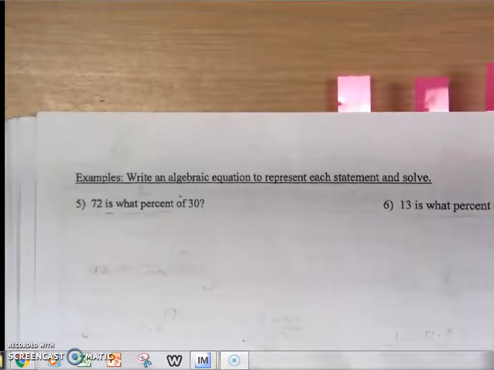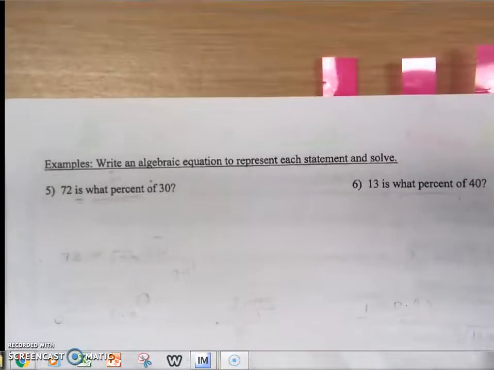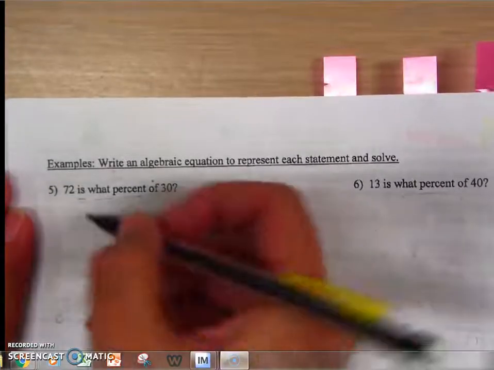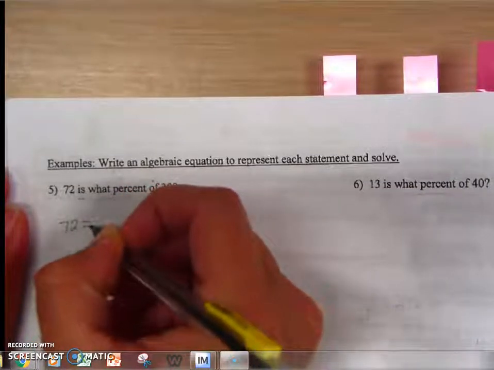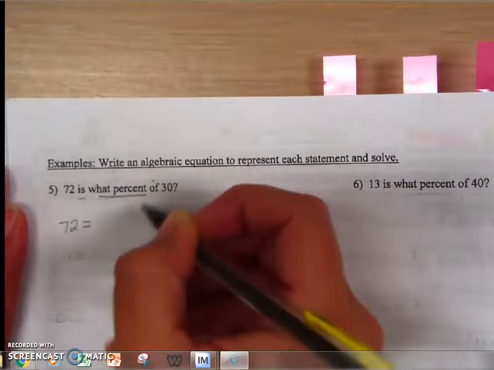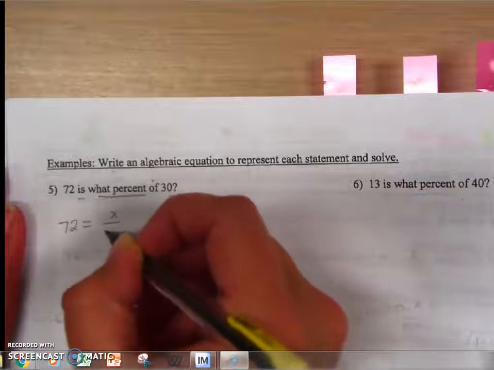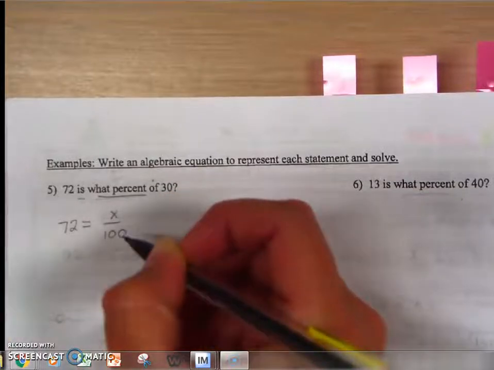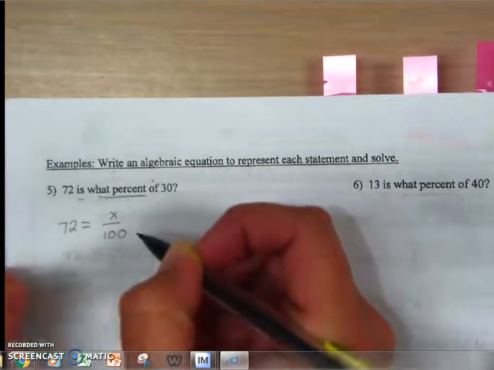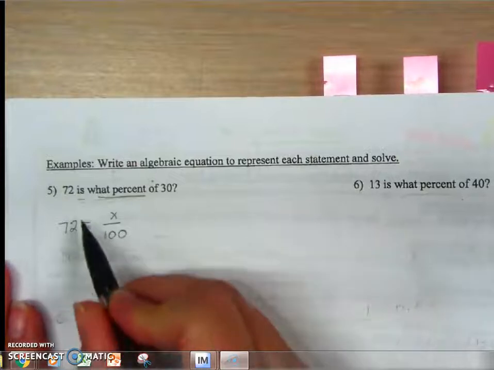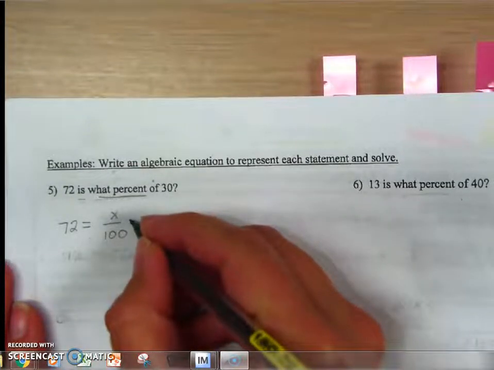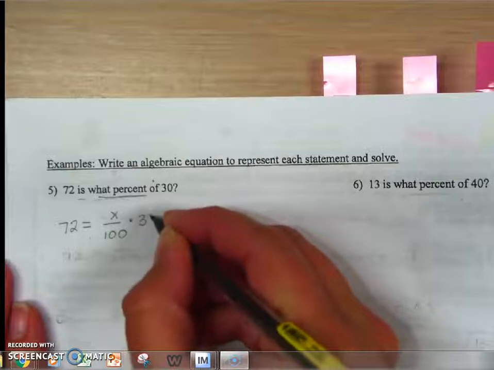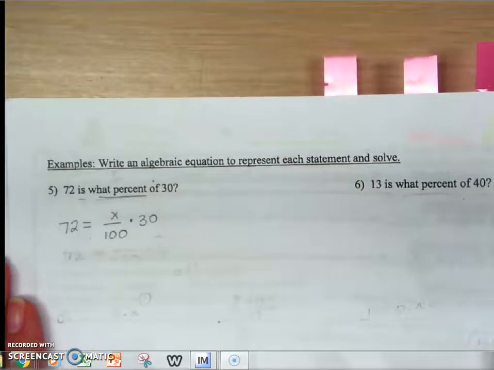So this time it says 72 is what percent of 30? So we use these words. 72 is just 72. Is means equals. What percent means x over 100, right? Let me turn on a light there for us. Let's see if that makes that better. 72 is what percent of 30? All right, so that's how we would do the straight translation, and now we can work out some math.